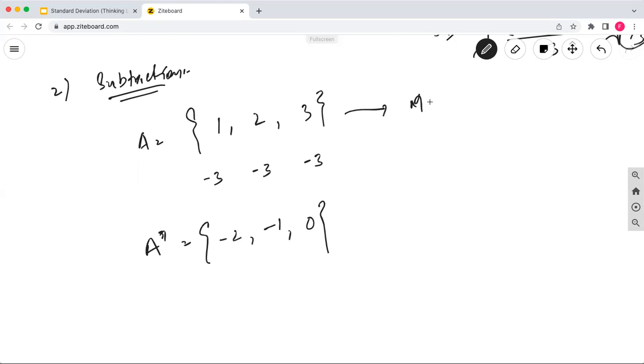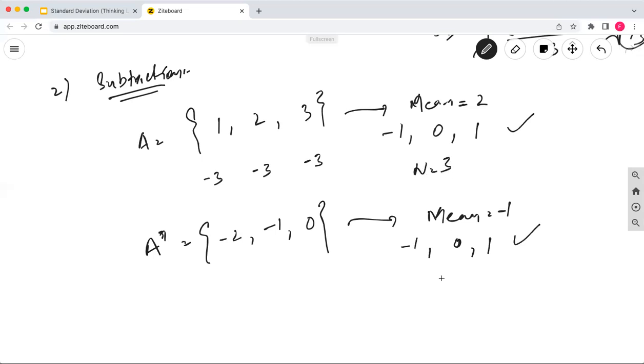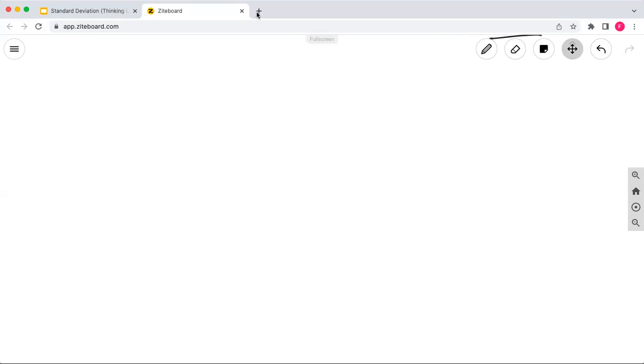Again, the mean is 2 and the deviation of each element from the mean is -1, 0, and 1. In this scenario, the mean is -1 and the deviation of each element is -1, 0, and 1. So the deviations in both are the same, and the total number of elements is the same. So your standard deviation will also remain the same, right?